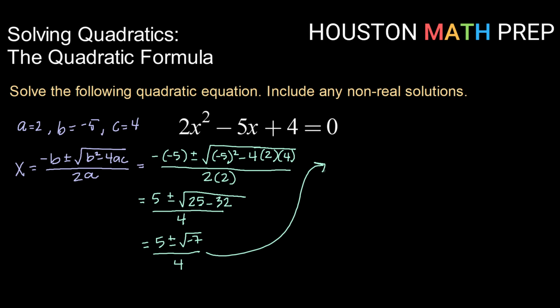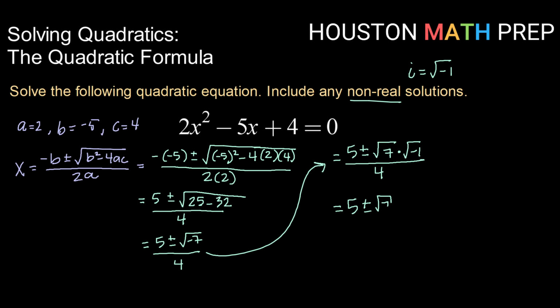Now, notice that we have a negative underneath our square root. That means we have a non-real solution. Remembering that we have this imaginary number i, which is the square root of -1, we can think of this as 5 plus or minus the square root of 7 times the square root of -1 over 4. Replacing that square root of -1 with i, we get our two solutions of 5 plus or minus root 7 times i over 4.